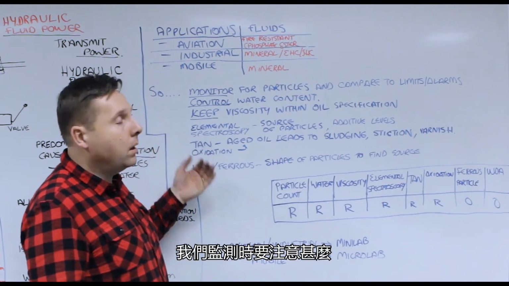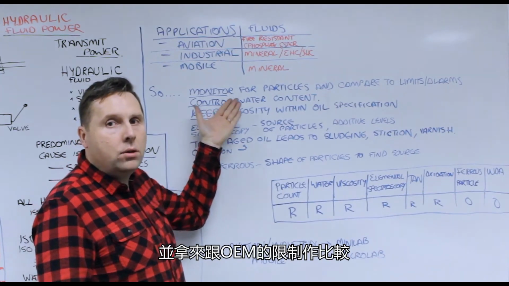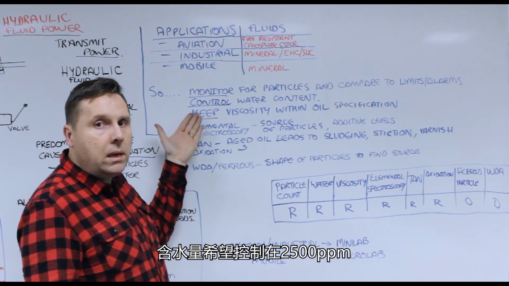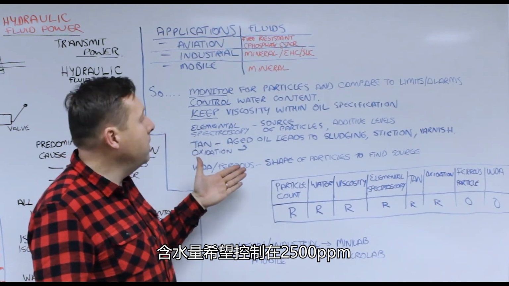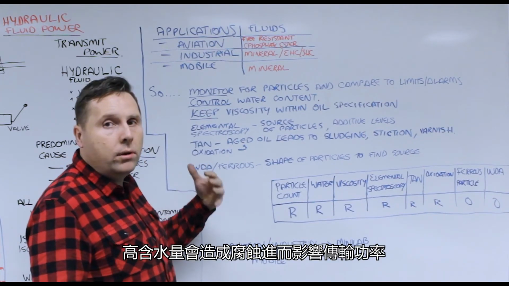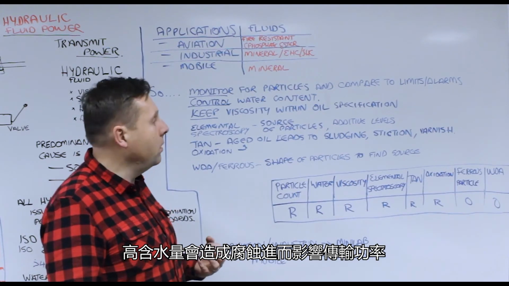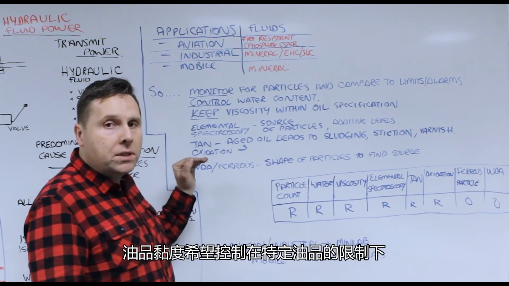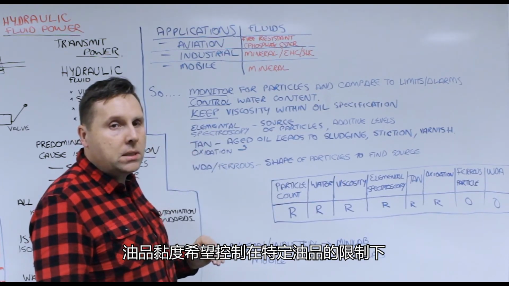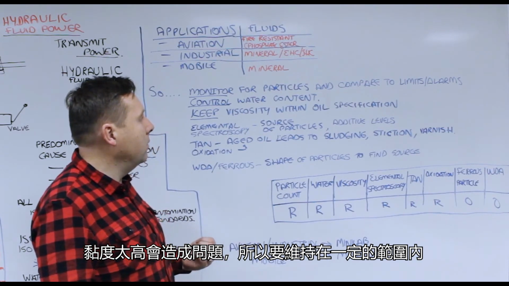Why do we care about the monitoring? We always monitor, as we said earlier, for particles, and we want to compare that to known OEM limits or alarms. We want to control the water content, keeping that ideally under 2500 ppm or less depending on the application. Higher water leads to potential corrosion problems and problems with transmitting power. You always want to keep the viscosity of the oil within its operational oil specification limits. A heavy oil will cause problems. You want to keep it within a certain range.